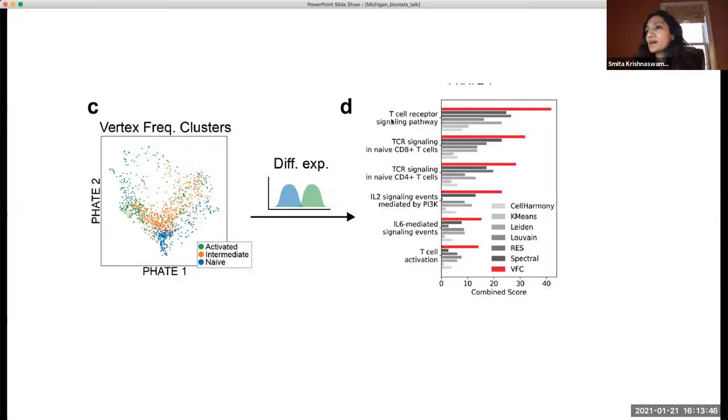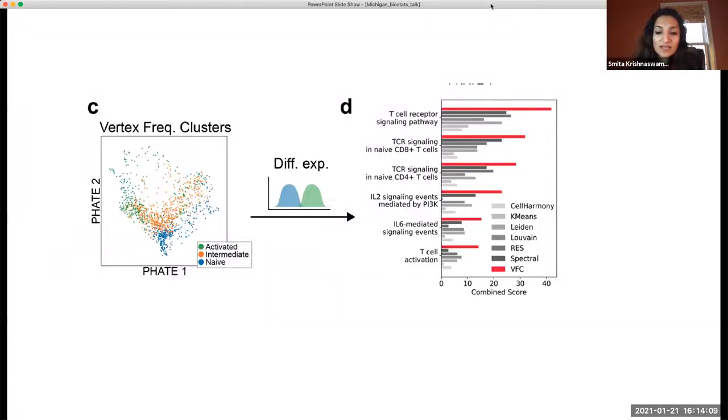And one of the things we show in the paper is that if you take these and you run differential expression between these clusters and the rest of them, you actually get things that are much more related to T cell signaling than if you just ran clustering without this information. So this is one way of understanding what cells are different.